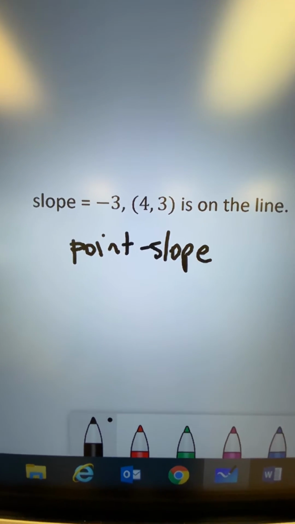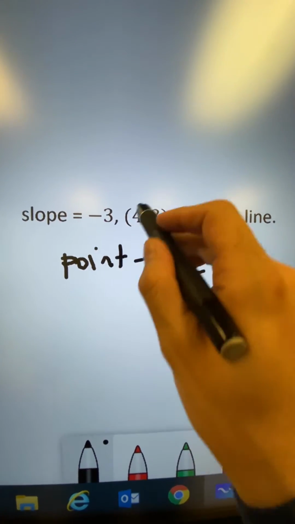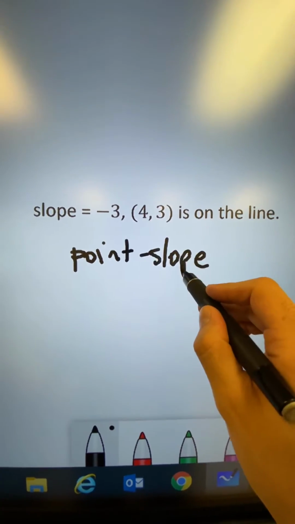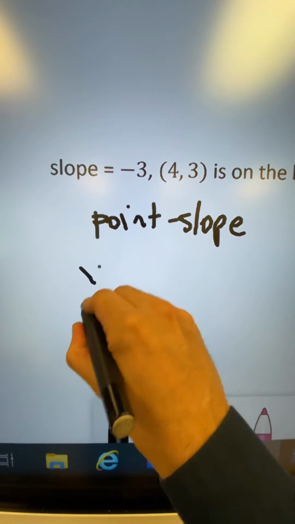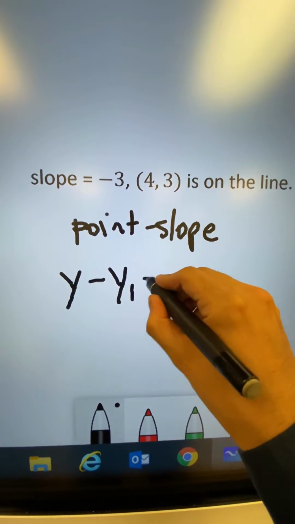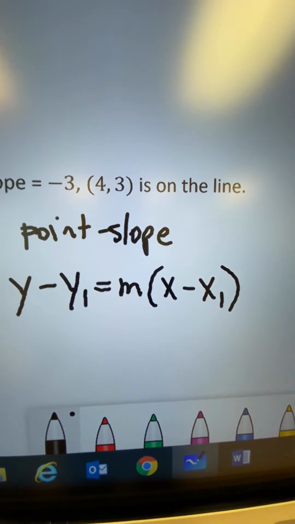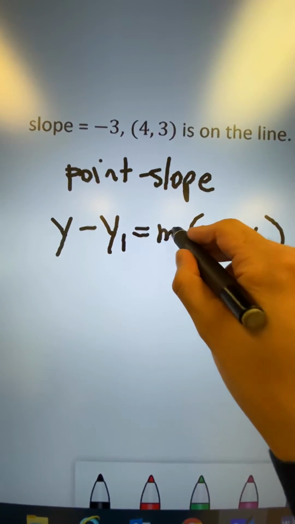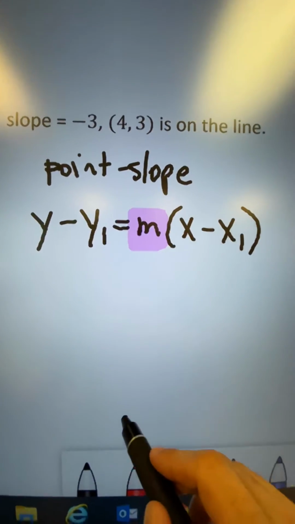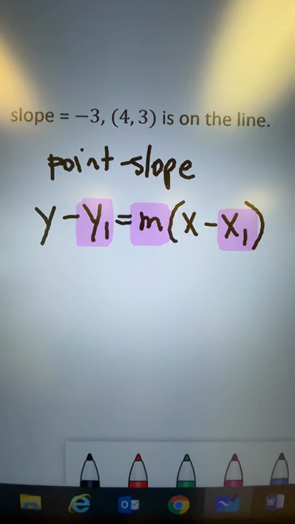Point-slope form is called point-slope form because we can identify a point, which in this case is (4, 3), and the slope of the line, which is -3. And here's what the format looks like: y minus y1 equals m times (x minus x1). The slope of the line is represented by the letter m, and the point that we're going to substitute goes in place of x1 and y1.